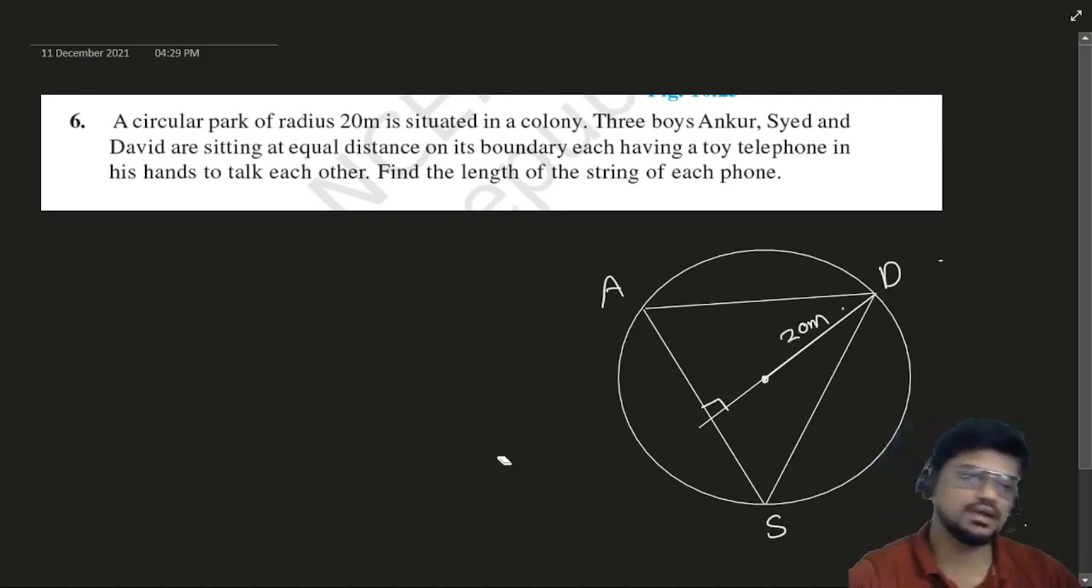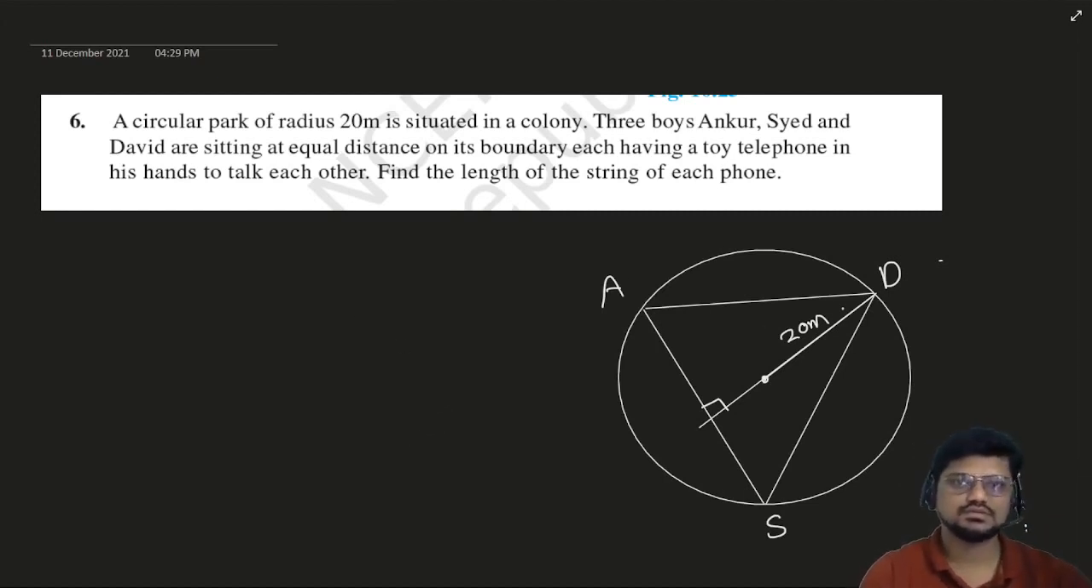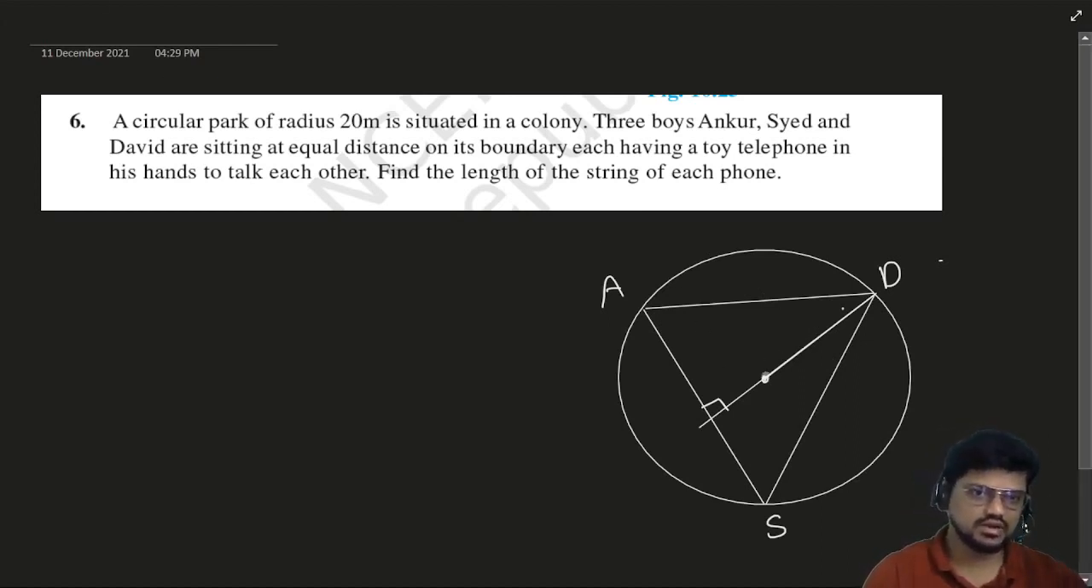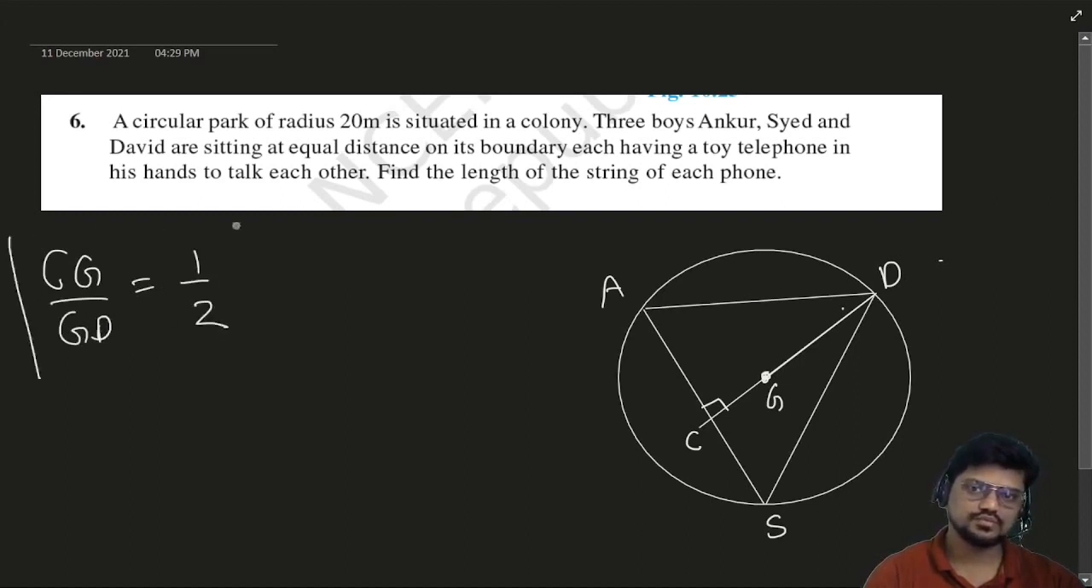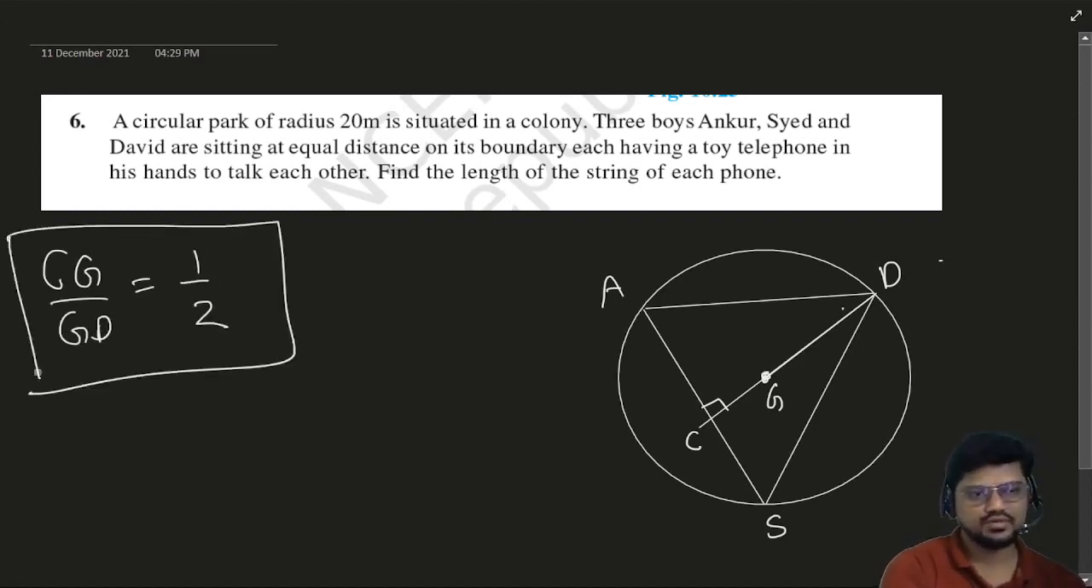There is also a property in an equilateral triangle that the centroid divides the median in the ratio of 2 is to 1. I know that the radius is 20, but if this is the centroid, and let's say this is C and this is G, then CG is to GD. What will be CG is to GD? It will be 1 is to 2. This is by the centroid property, since it's the centroid of an equilateral triangle. So this distance upon this distance will be 1 upon 2.